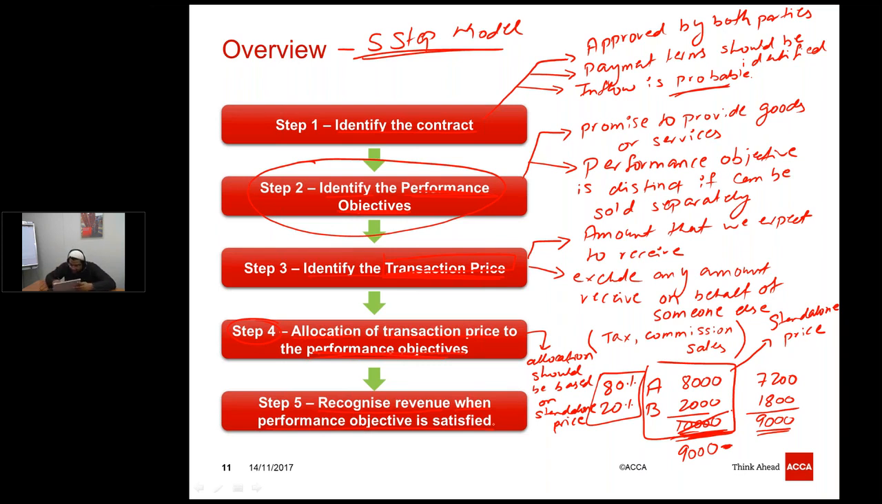So you have to recognize the revenue according to the percentage of completion. Whichever task has been done, record the revenue for that.